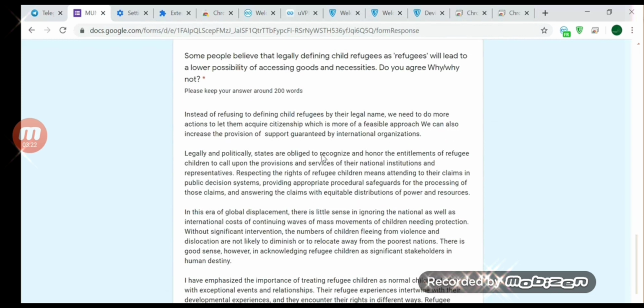And the next thing I did was the next question, which is: some people believe that legally defining child refugees as refugees will lead to a lower possibility of accessing goods and necessities. Do you agree? And why not? So I think it's the opposite, because if we do not define child refugees as refugees, there is no one who is going to protect them, no one who is going to look after them, give them access to security, to protection, to sustainability. That's why it's important to define a child refugee as a refugee in order to protect them properly.